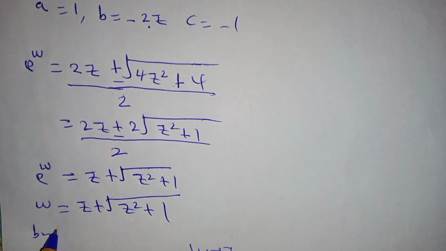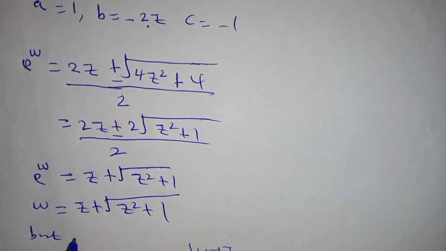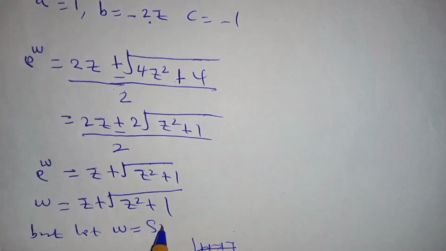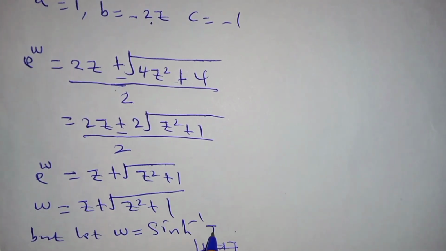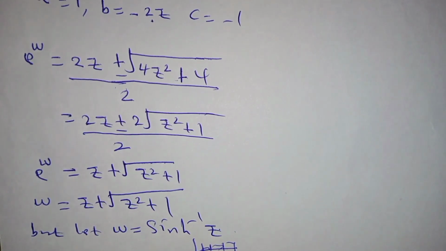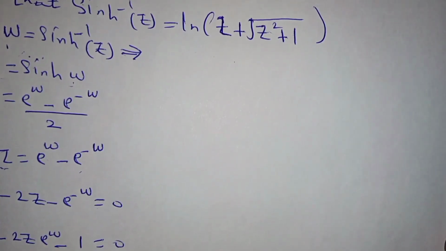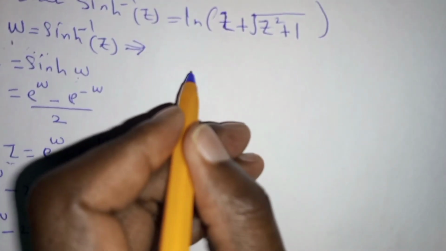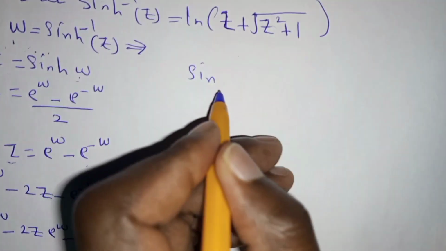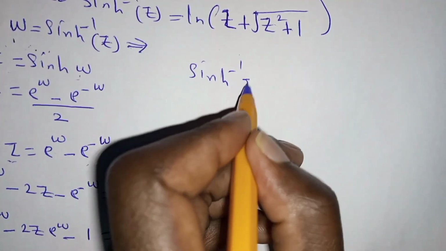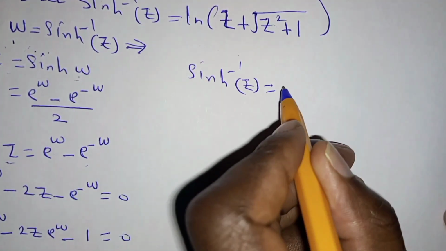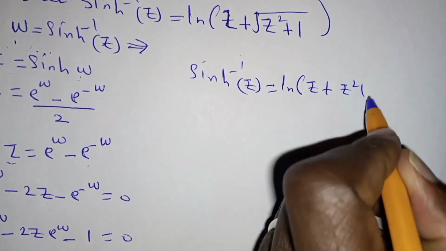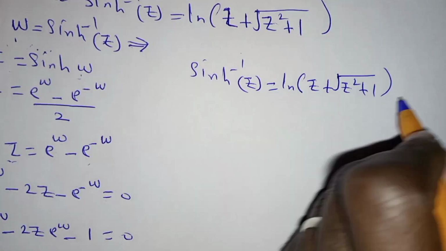But we let w be equal to the hyperbolic sine inverse of z. So it follows that the hyperbolic sine inverse of z is equal to the natural logarithm of z plus the square root of z squared plus 1, and that is the end of the proof.